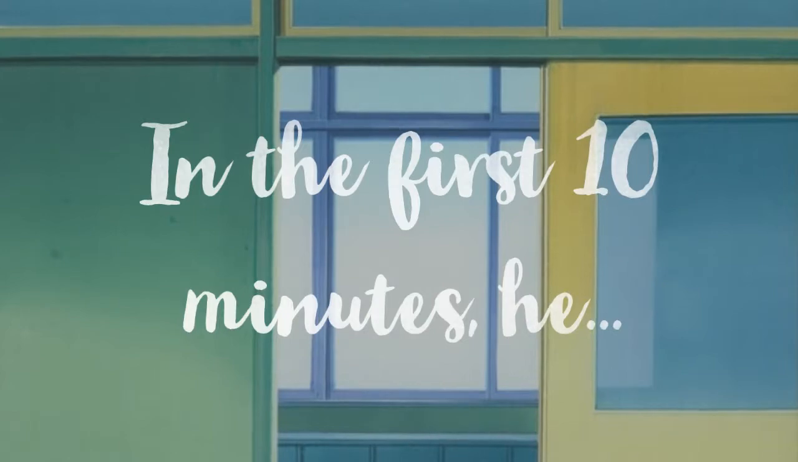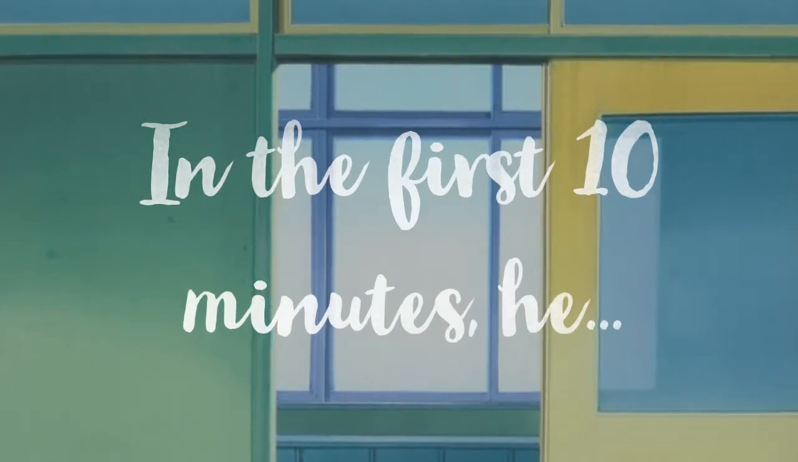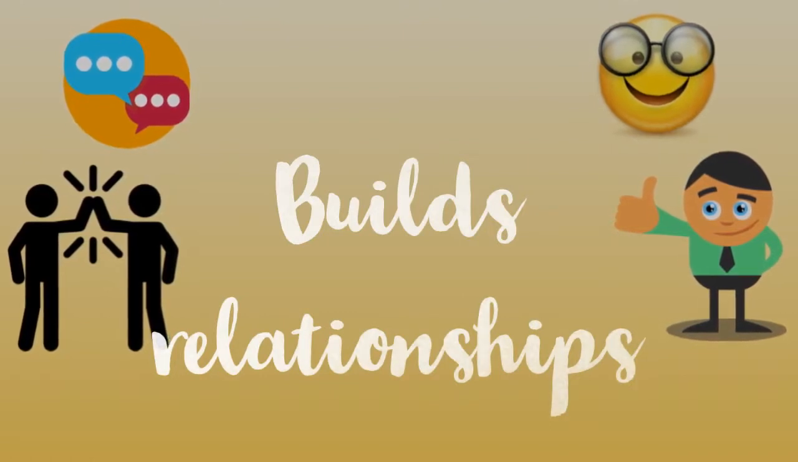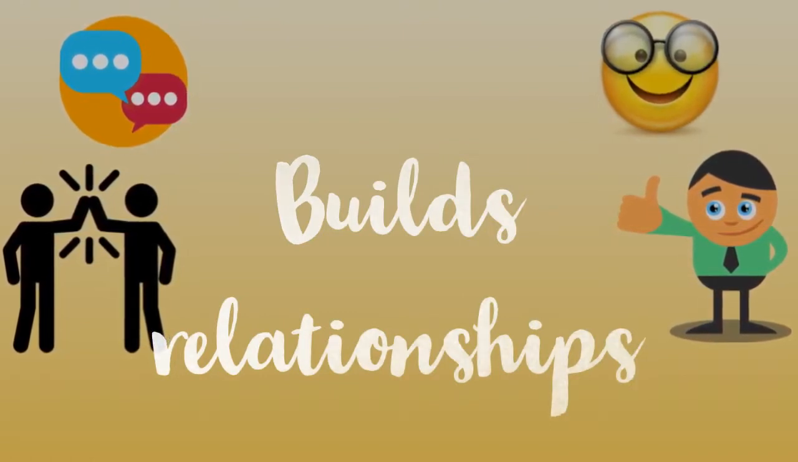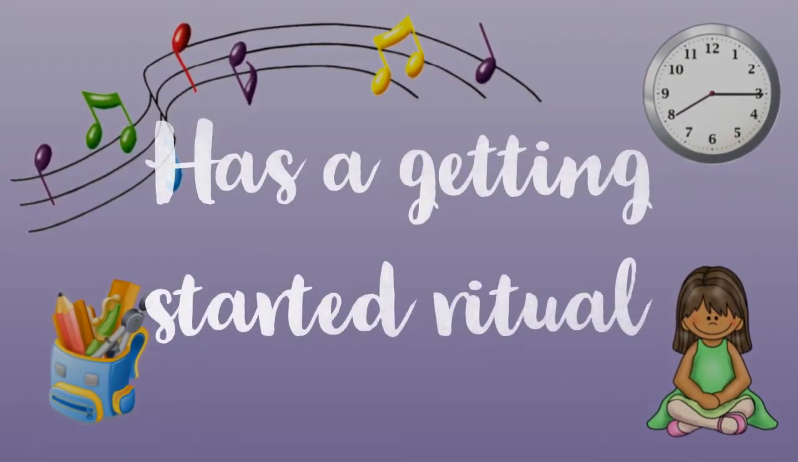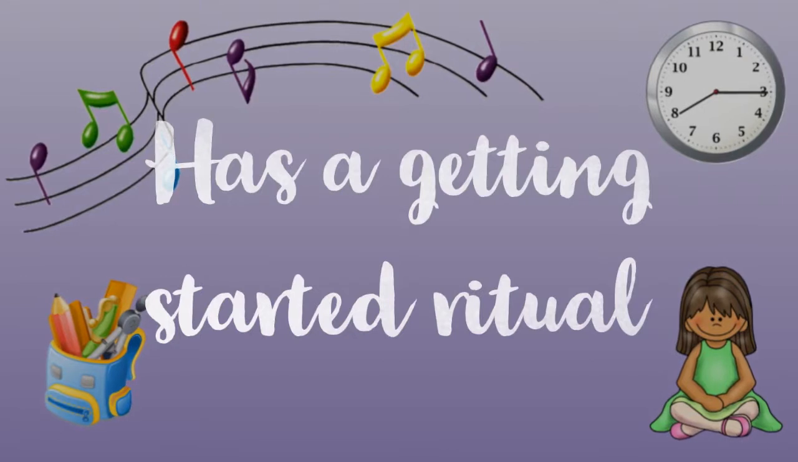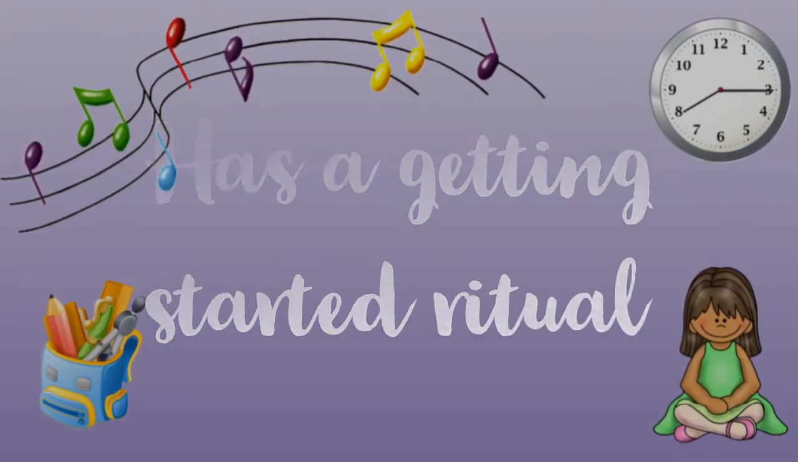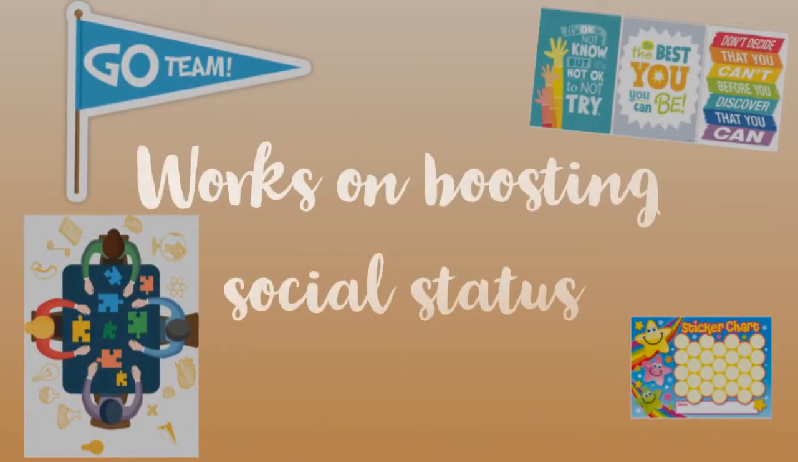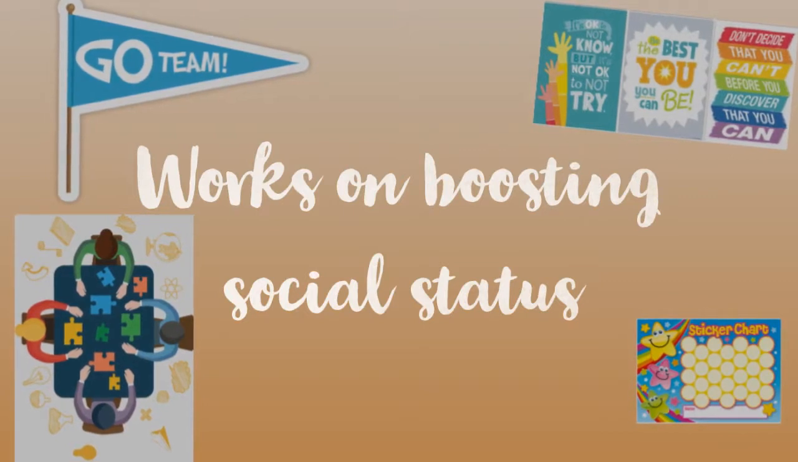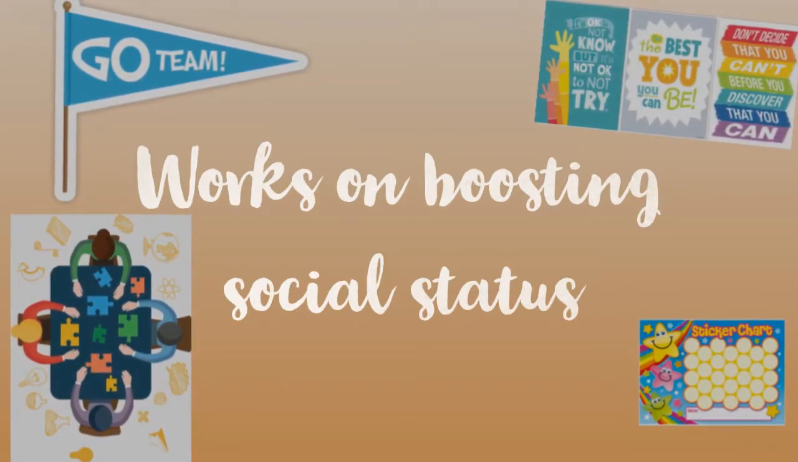During the first 10 minutes of class, Mr. Hawkins follows a 6-step routine. He builds relationships by greeting each student with a positive affirmation. Mr. Hawkins plays a class song that is played while his kids are unpacking, getting settled, and when the class song ends, class starts. He works on boosting social status by sitting kids with teams. Each team has a name, a chair, a leader, and a weekly performance chart posted on the wall.